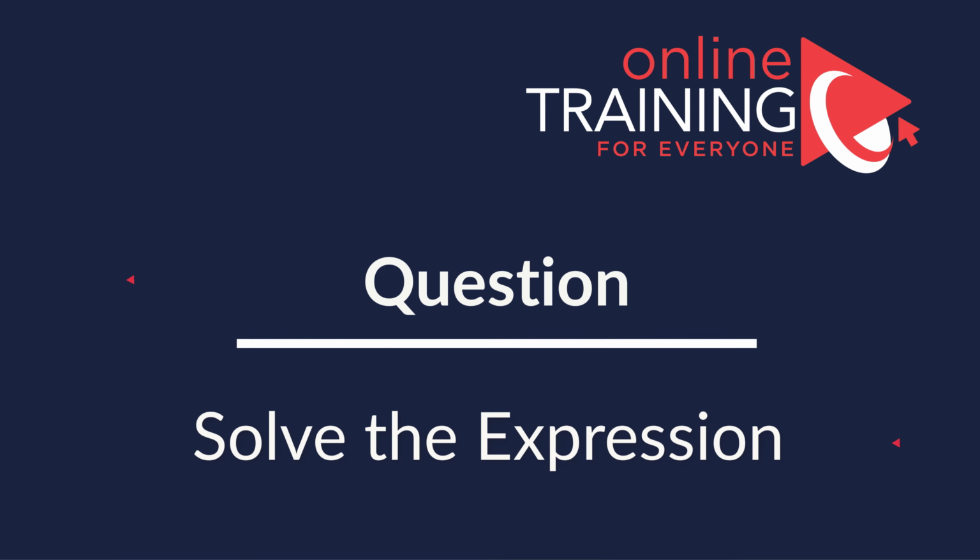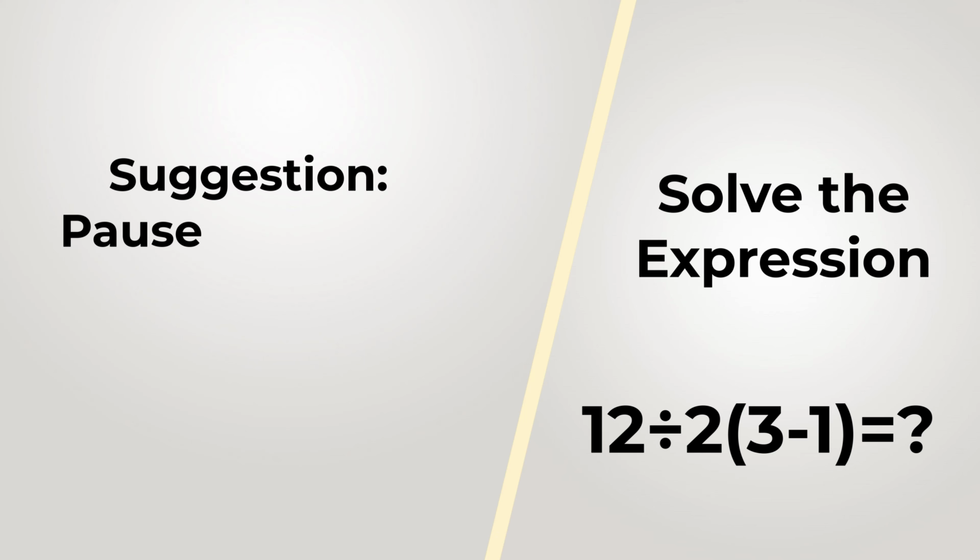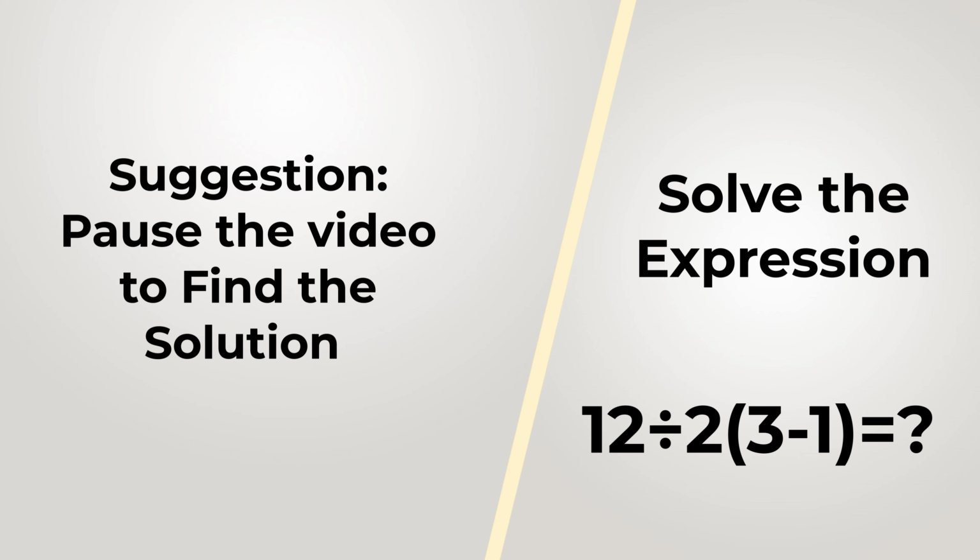Here's the interesting question, which is easy to understand, but at the same time you will have a lot of fun solving it. You need to calculate the simple expression, 12 divided by 2 and then multiplied on the value in parentheses, which is 3 minus 1. Take a look closely and see if you can come up with the answer.